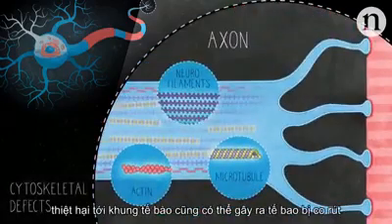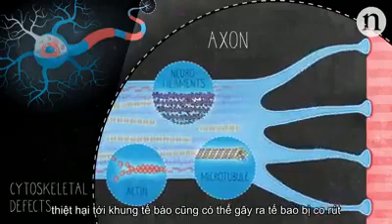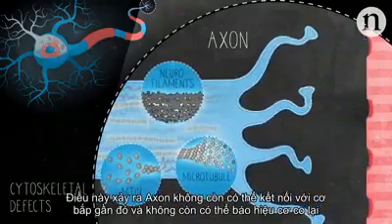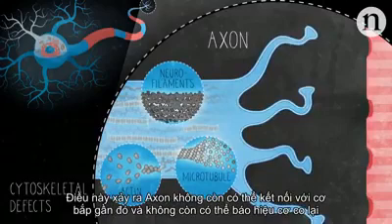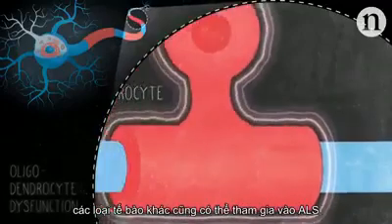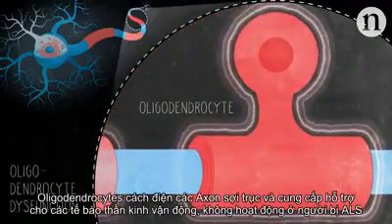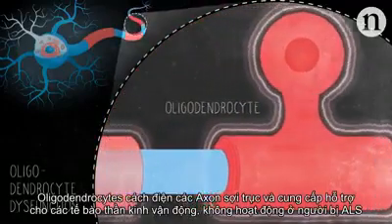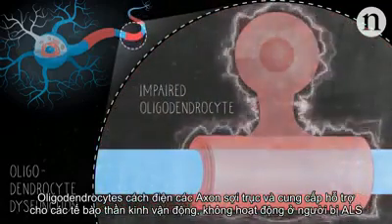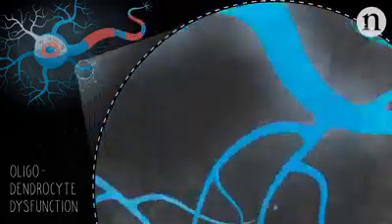Damage to the cytoskeleton can also cause the axon to retract. If this happens, the axon can no longer connect to the muscle nearby and can no longer signal the muscle to contract. Other cell types can also be involved in ALS. Oligodendrocytes, which electrically insulate the axon and provide support to the motor neuron, don't work in people with ALS.